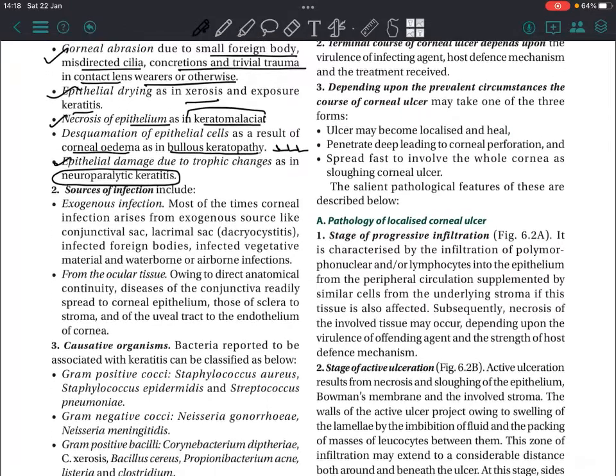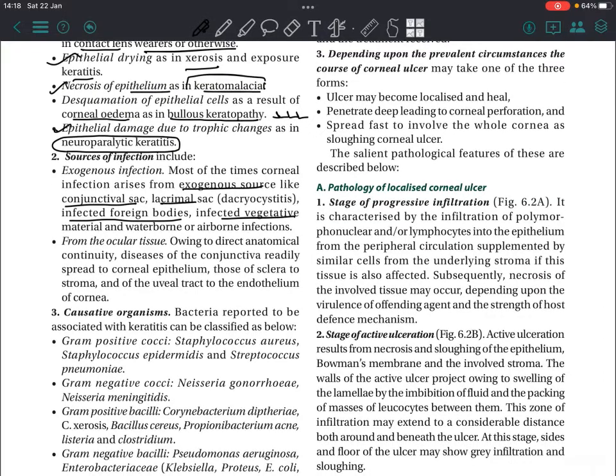Sources of infection include exogenous infection, and most types of corneal infection arise from exogenous sources like conjunctival sac, lacrimal sac, infected foreign bodies, infected vegetative material, waterborne or airborne infection. Owing to direct anatomical continuity, disease of the conjunctiva readily spreads to the corneal epithelium, those of the sclera to the stroma, and those of the uveal tract to the endothelium of the cornea.